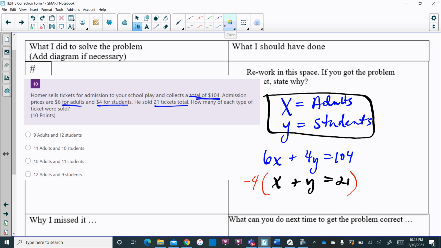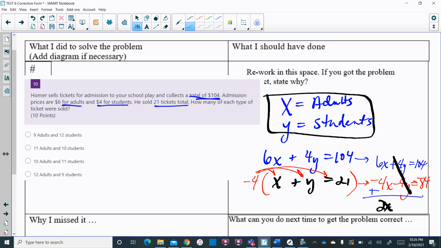So the errors I saw were obviously not doing the distributing all the way through. So when I do that, I'm going to just rewrite it over here to the side. This is -4x minus 4y equals negative 84. Okay. And so I'm just rewriting what we had here. This was 6x plus 4y equals 104. Now when I add, the y's are canceling, leaving me with 2x, that's an x, sorry guys, equals 104 plus the negative 84, which is a difference of 20.